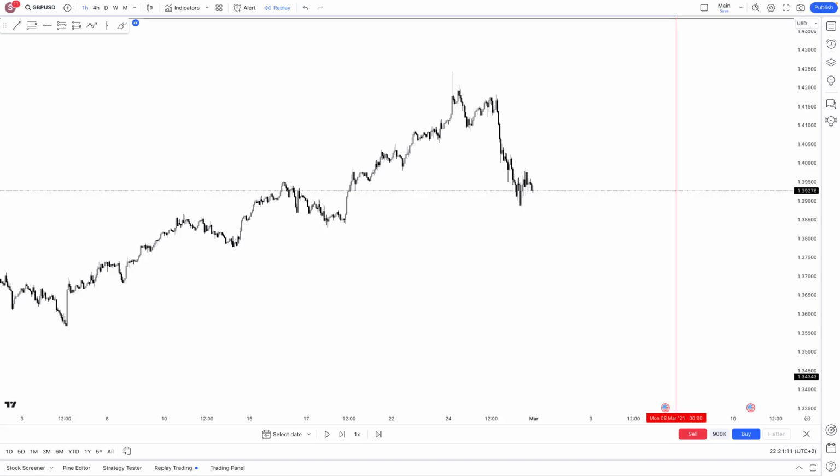Day 18 of backtesting until I'm comfortable. So we'll be backtesting the month of March 2021, and let's dive right into it.